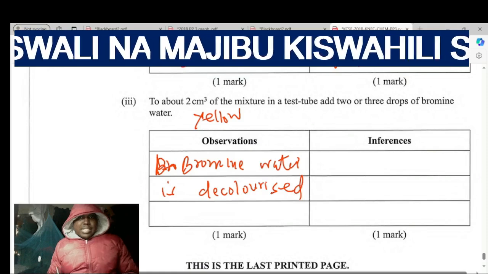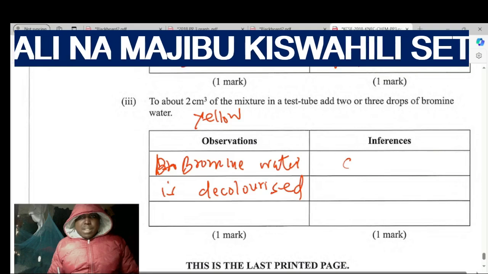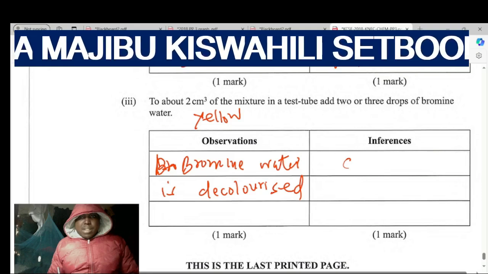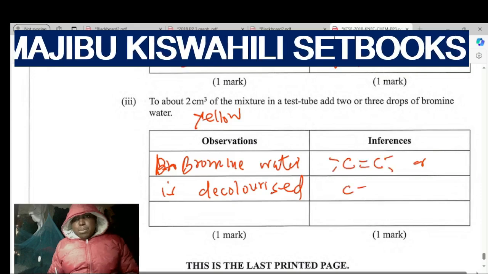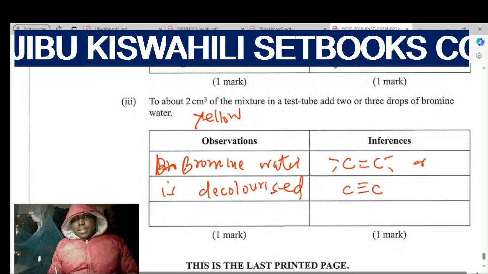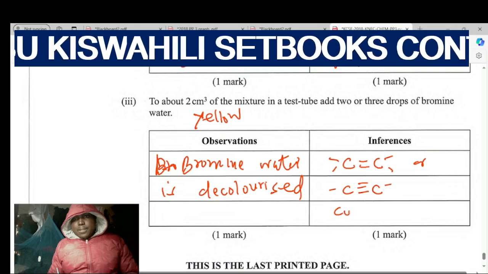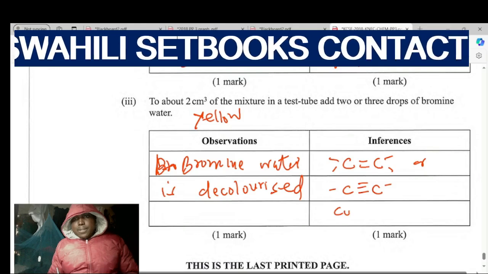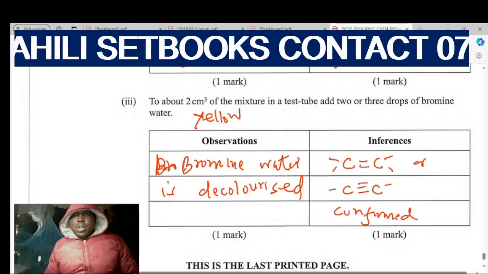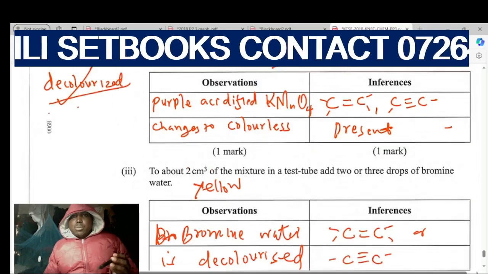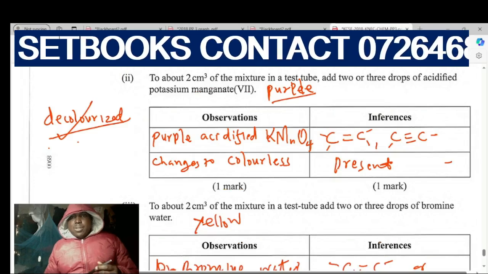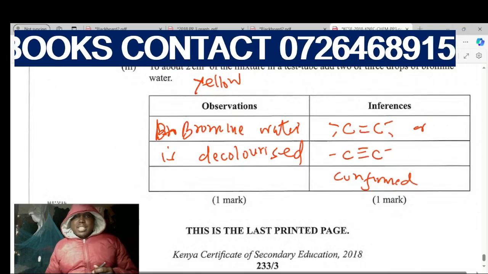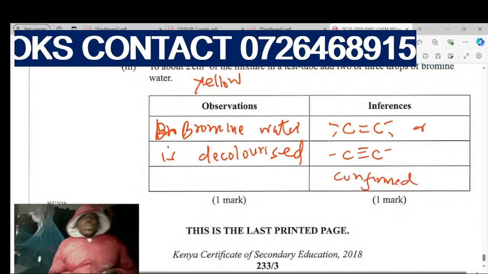If that is the case, then it confirms that the double bond or the triple bond is present. Now we have confirmed that these ones are present, because we had said we doubted they were present, and bromine is used only to test for these two.